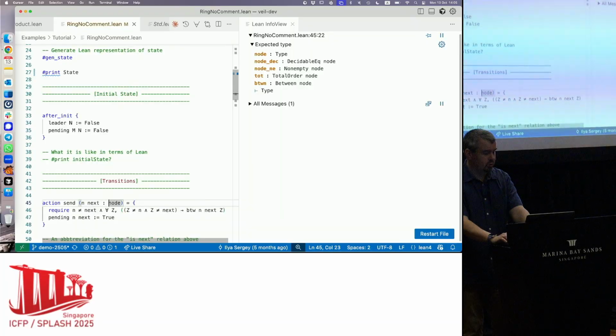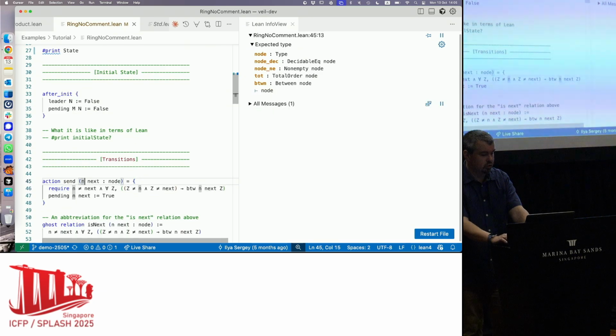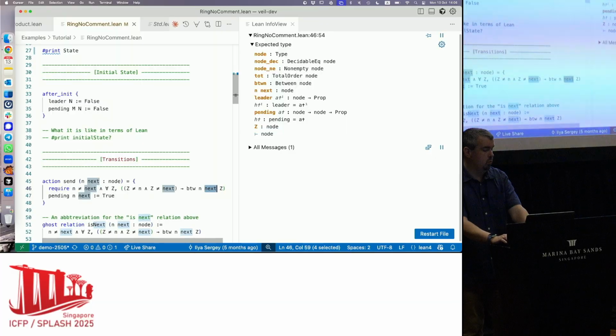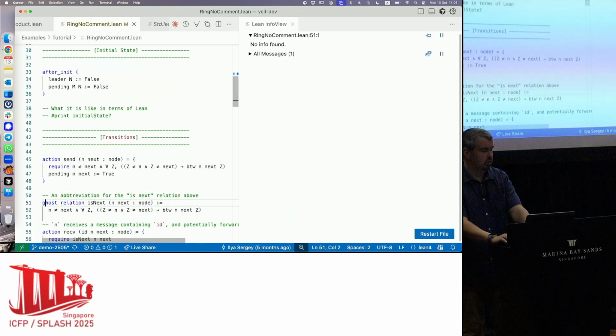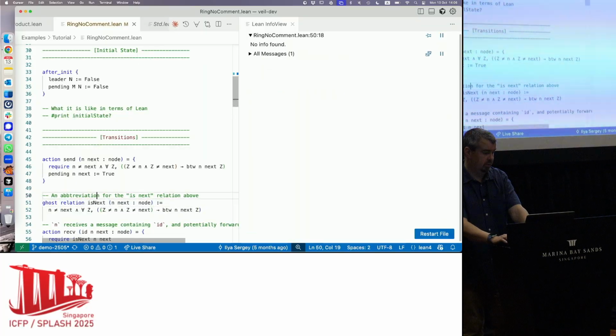So now going to the operational semantics of our protocol, we can say when it's okay for node n to send a message to the next node. It turns out that it's okay only to send when the next is the immediate next node in the ring topology. This is some kind of a mouthful, but in fact it means that there are no other nodes between n and next. And this is something that we are also able to abbreviate later, because this is actually a very useful definition, into what we call a ghost relation between the node and the next node, meaning that, well, next is really a next. And then this is how we send the message. We just say that, well, now there is a message between n and next.